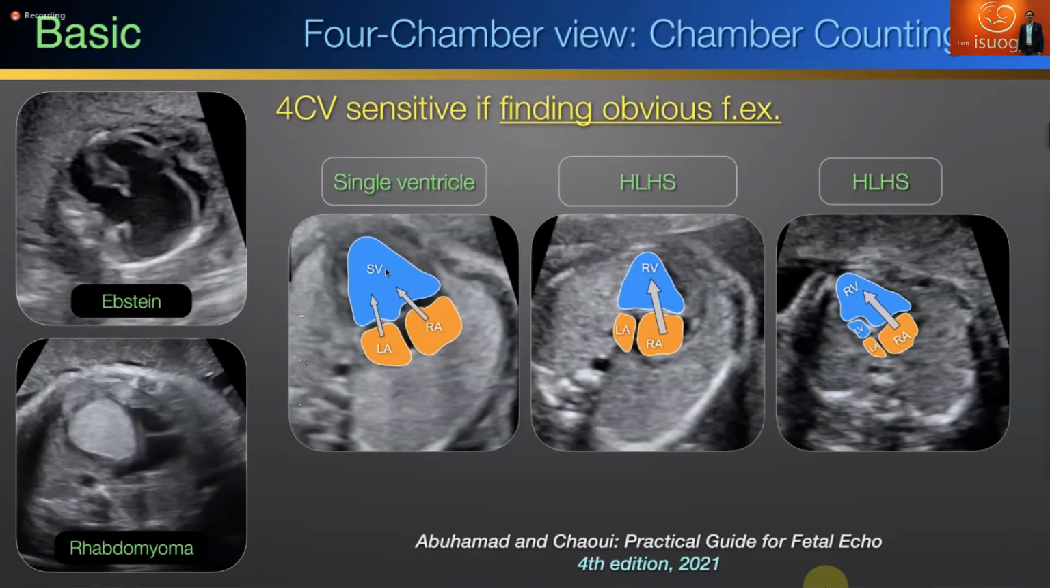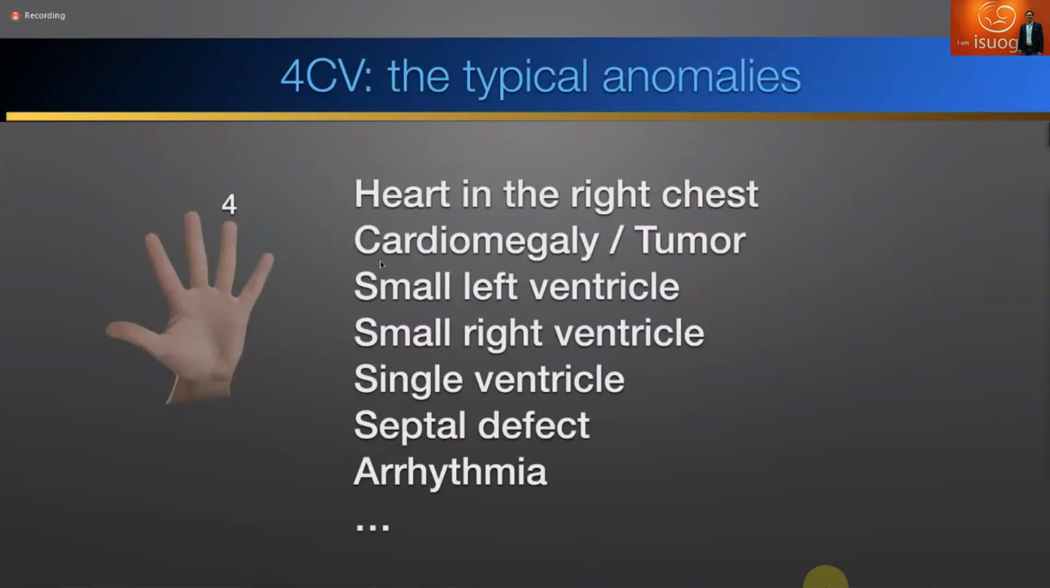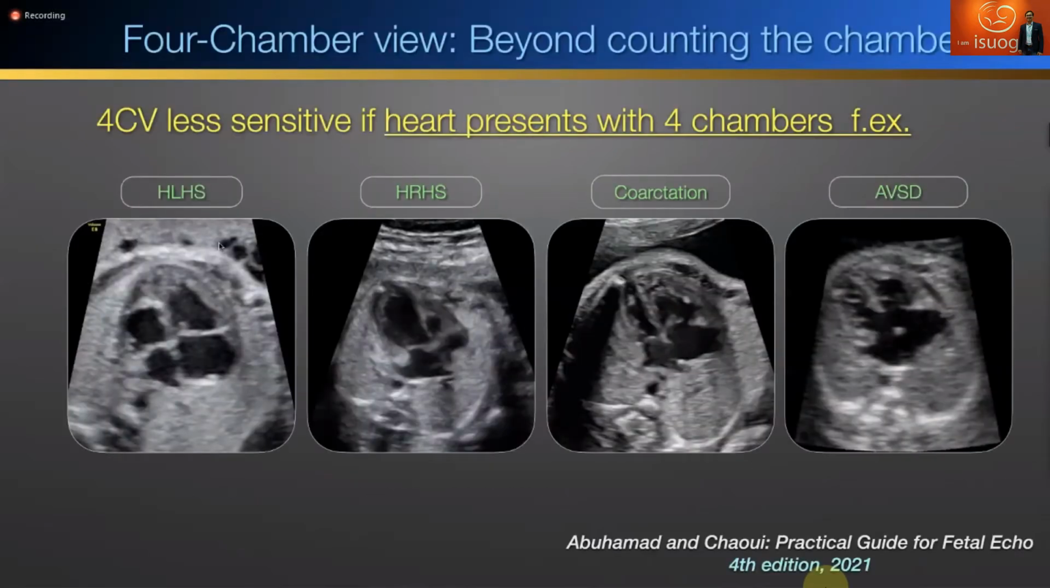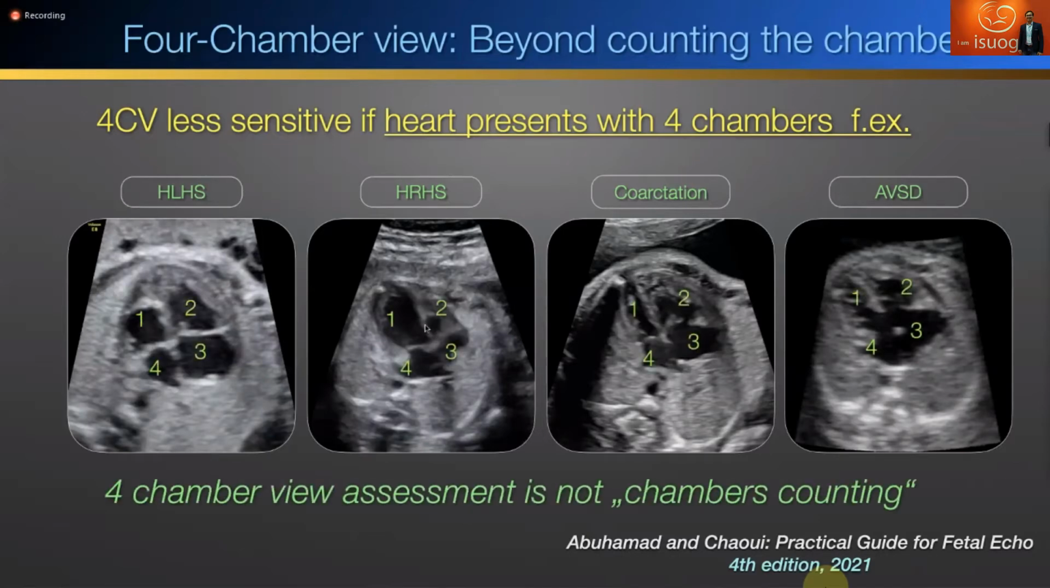Now I come to the second group, which is the largest one, the typical anomalies for the professional. It can be some typical anomalies like cardiomegaly and so on, but in general, it is the small ventricle on the right or on the left, the presence of a single ventricle, septal defect or arrhythmia. So let's see now the difference to the basic person. The professional is able to see, even in the presence of the four chambers, 1, 2, 3, 4, that there is quite an anomaly.